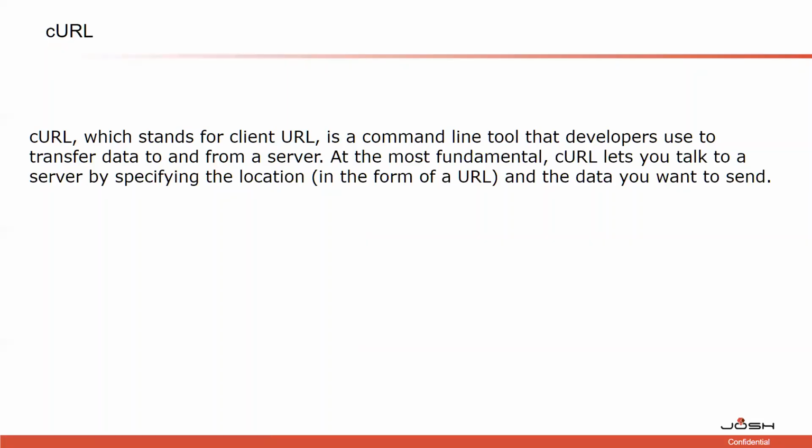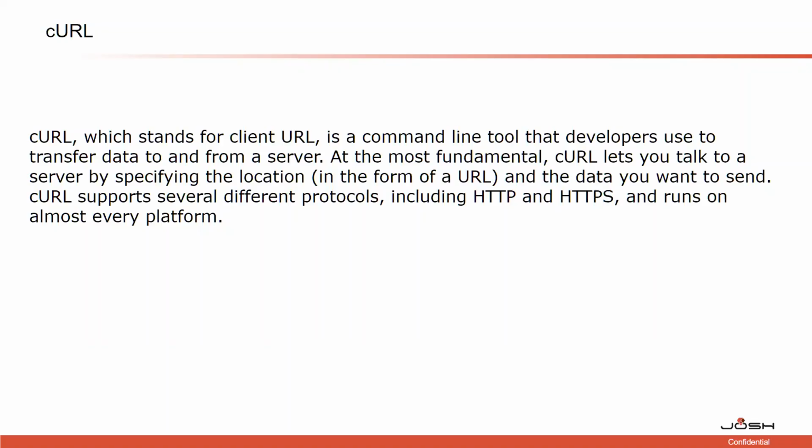At the most fundamental, curl lets you talk to a server by specifying the location in the form of a URL and the data you want to send. So with curl, we are going to specify a location or a URL of a server we want to talk to, as well as the data we would like to send to a server and the data we receive from a server. Curl supports different protocols, including HTTP and HTTPS, and runs on almost every platform.